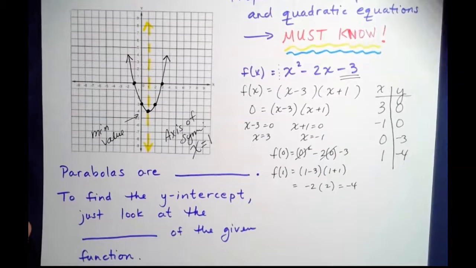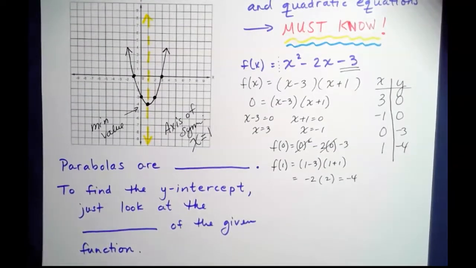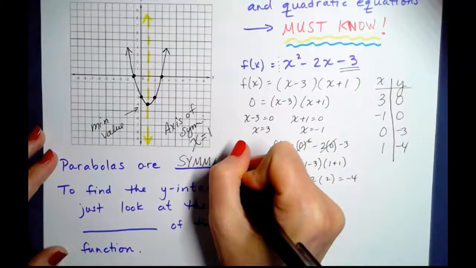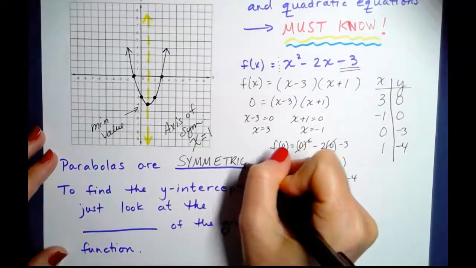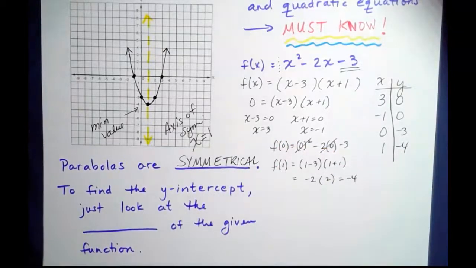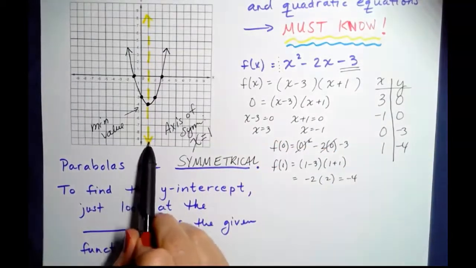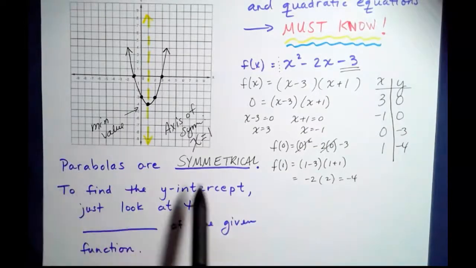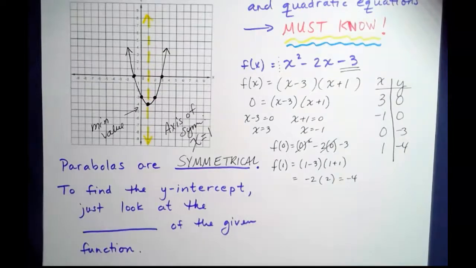So lastly, let's fill in the blanks on this page. Parabolas are symmetrical. If I were to fold the piece of paper on this yellow line, the points on the left side would mirror the points on the right side. Parabolas are symmetrical. Second, to find the y-intercept, there's only one.